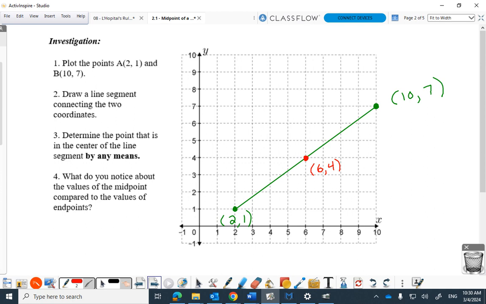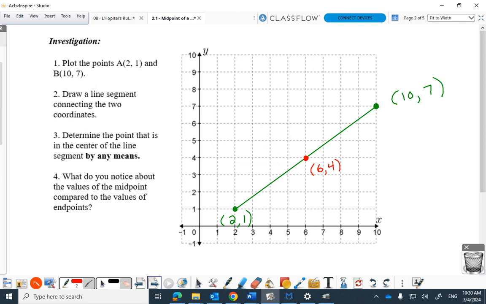I took the values of x and y, so I did 2 plus 10 divided by 2, and then 7 plus 1 divided by 2. She's answering number 4. She looked at 2 and 10 and said, what's halfway between 2 and 10? And how did you decide that? What did you do again? I did 2 plus 10 and then divided by 2. Yeah? She took the average here.